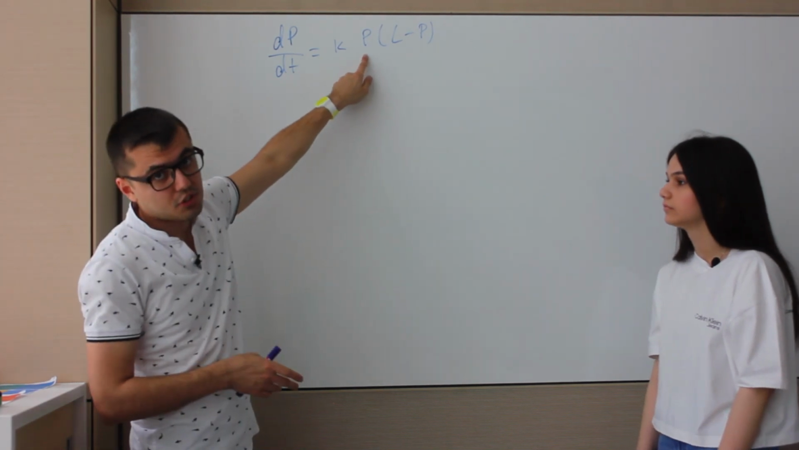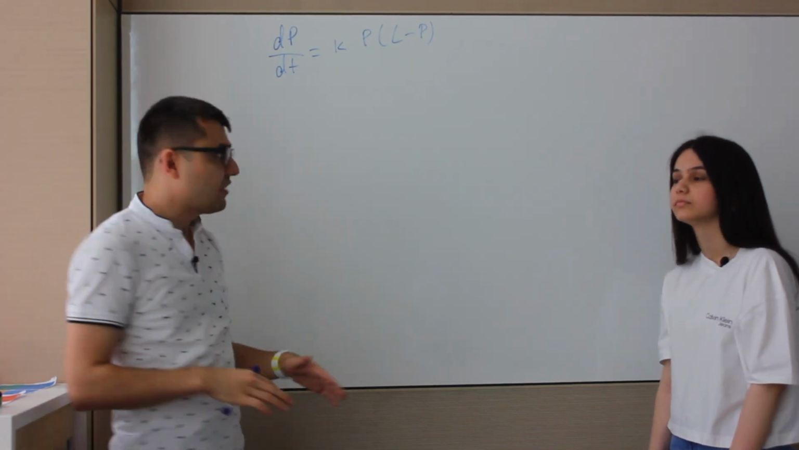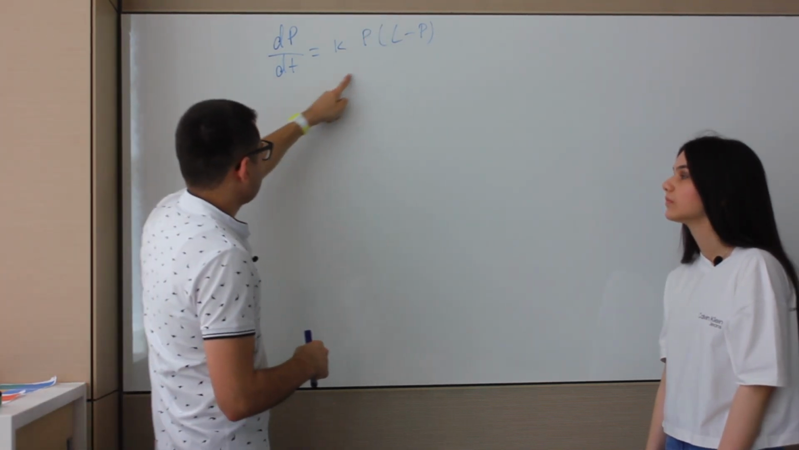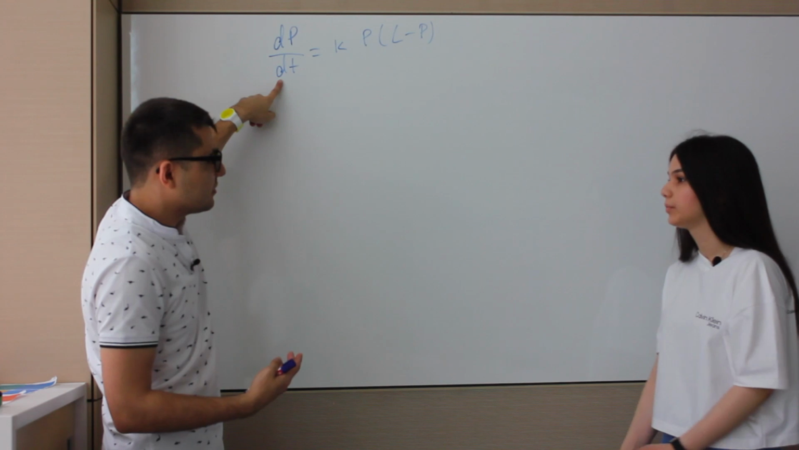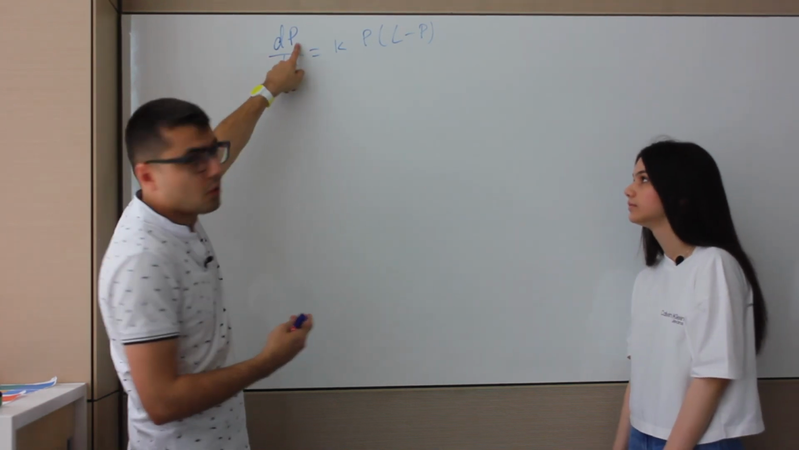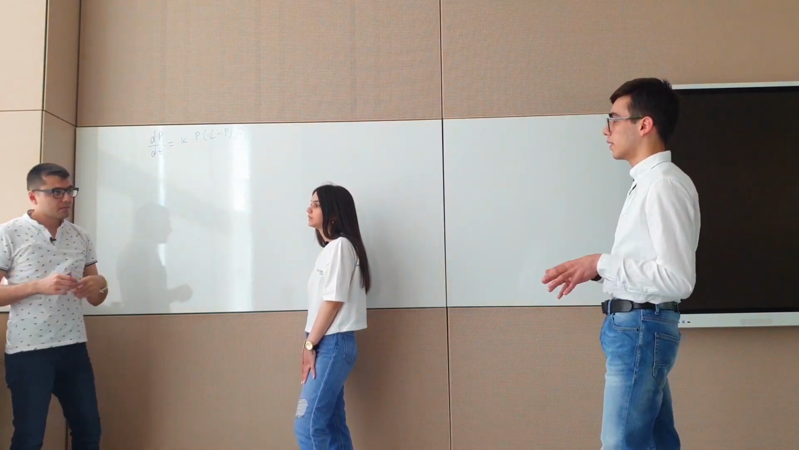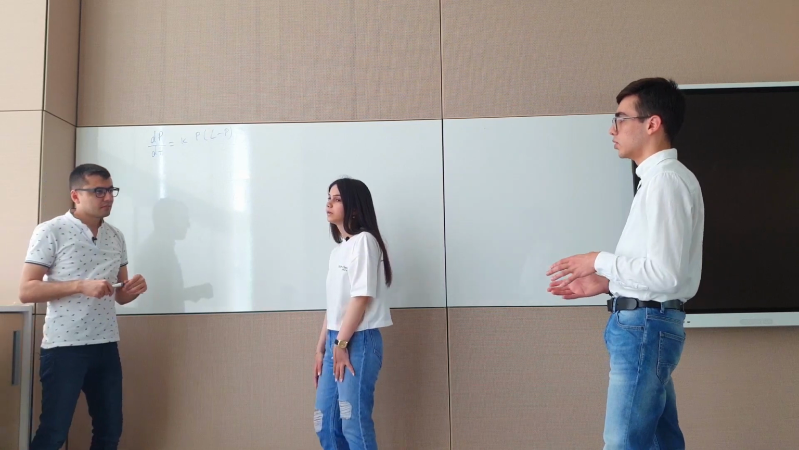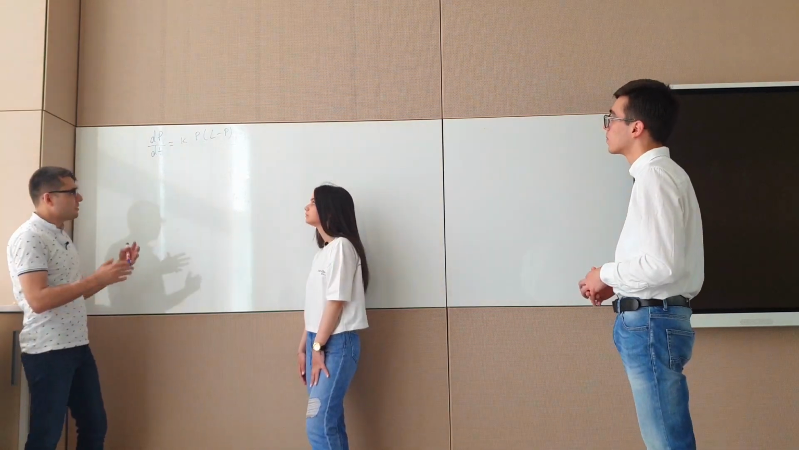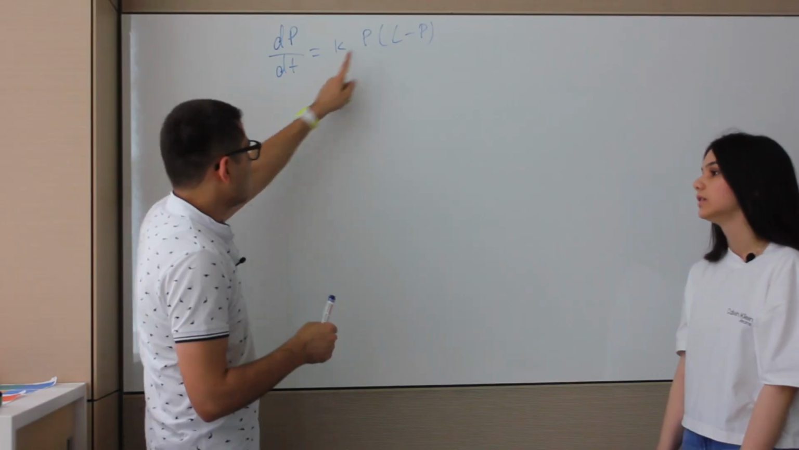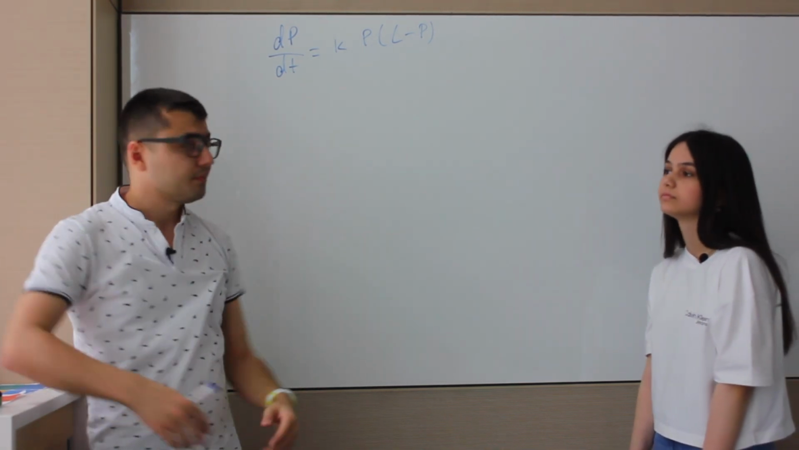P is the population. It's the number of things you have in the environment. So if we look at only this part and try to interpret it, the rate of change of the population is directly proportional to the population. It basically means the more individuals there are in a given population, the faster it grows. And I think that makes sense, right? If you have more people, the growth also increases.